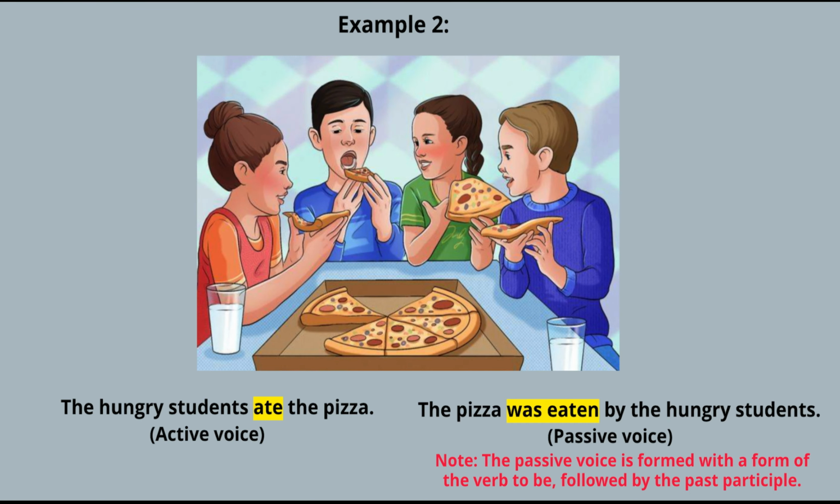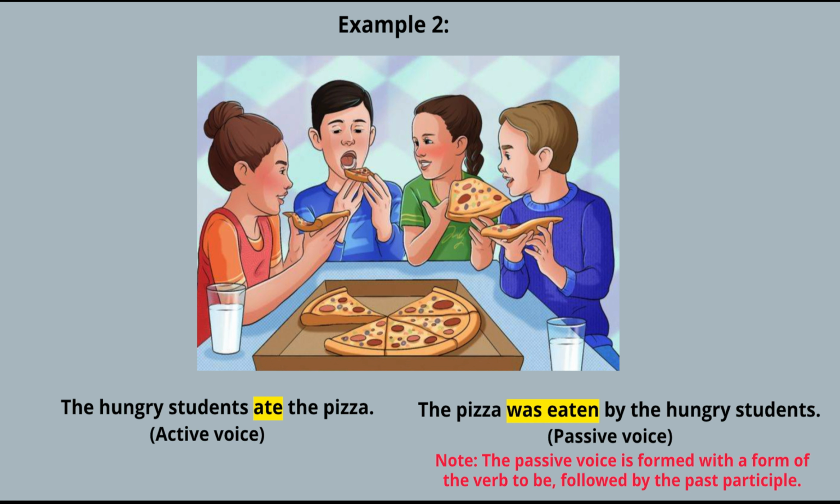Let's see another example. In the image, you can see some kids eating pizza. The hungry students ate the pizza. So, what is the subject here? The students, right? The hungry students. Hungry is an adjective and students is the subject noun. So, ate is in the active voice. The pizza was eaten by the hungry students. Here, the pizza is the receiver, whereas the students is the subject noun, right? So, was eaten is in the passive voice.